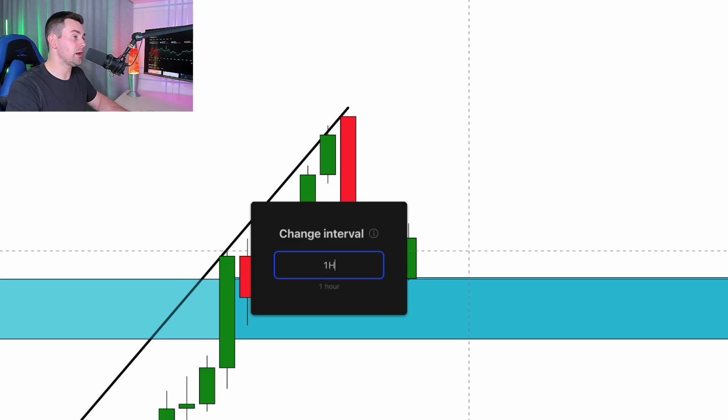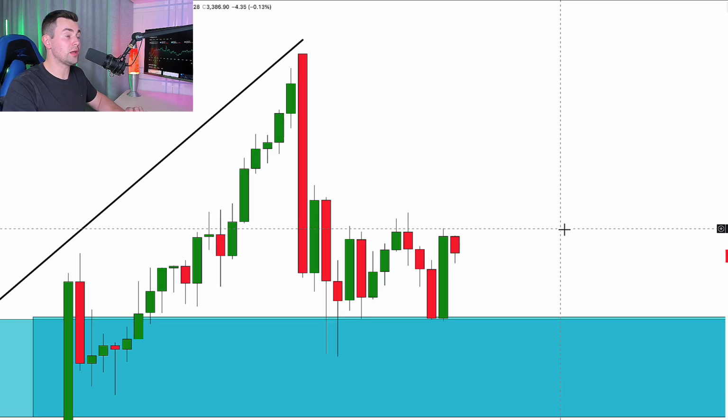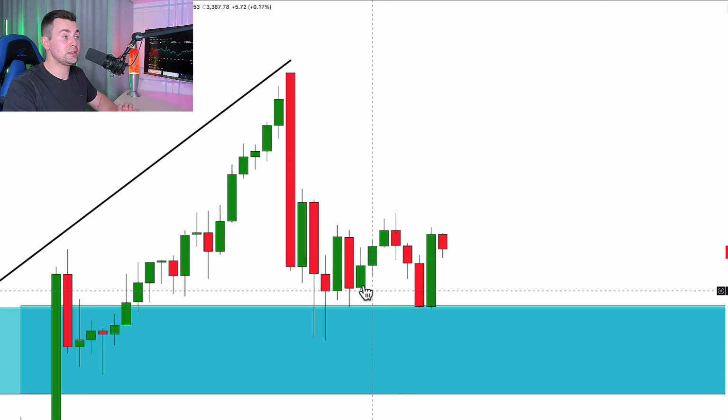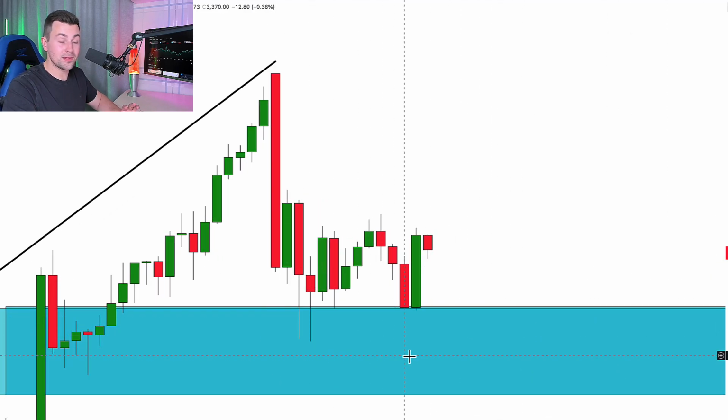And another time frame that we can examine is the hourly time frame. On an hourly time frame, we can see in details how the price is acting on that support.